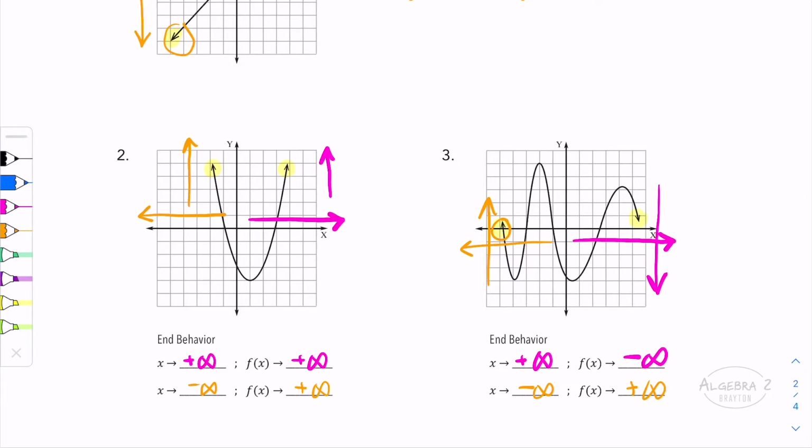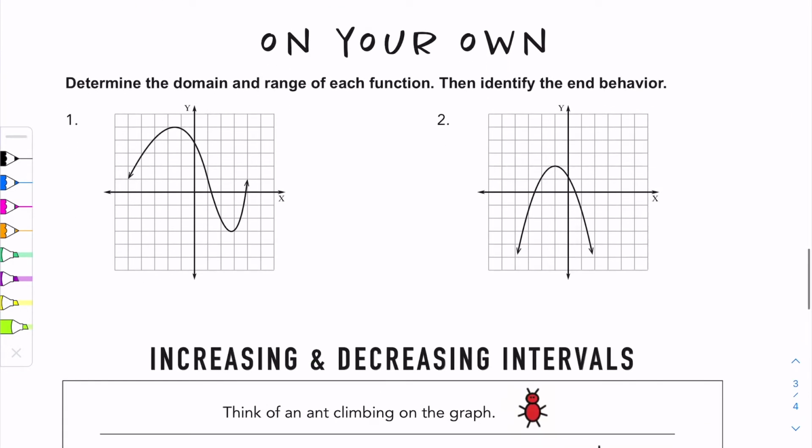So if you haven't noticed, this first part never changes. So I always write them in the same order. The second part is what changes based on the graph. So we always start with as x approaches positive infinity, and then we end with as x approaches negative infinity. Okay, complete the on your own section by yourself. Answers are on my website.